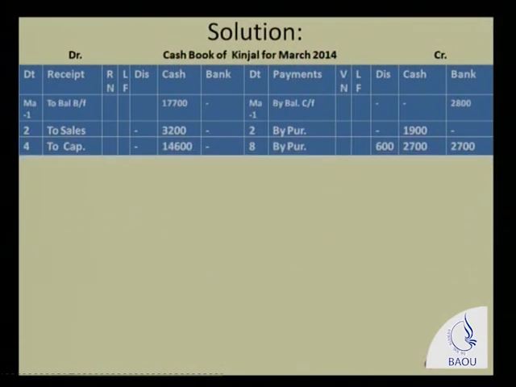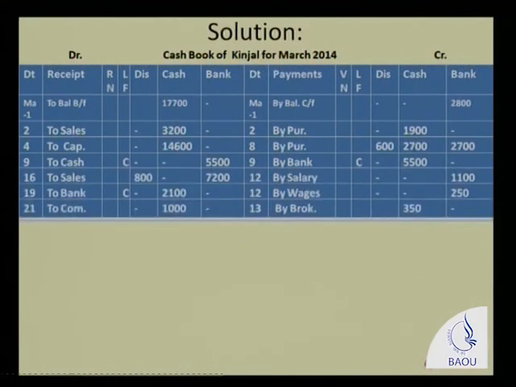Now moving to the next transaction, and the next transaction is dated 13. Brokerage of rupees 350 paid by cash. Again it is an expense, and expense is paid by cash.